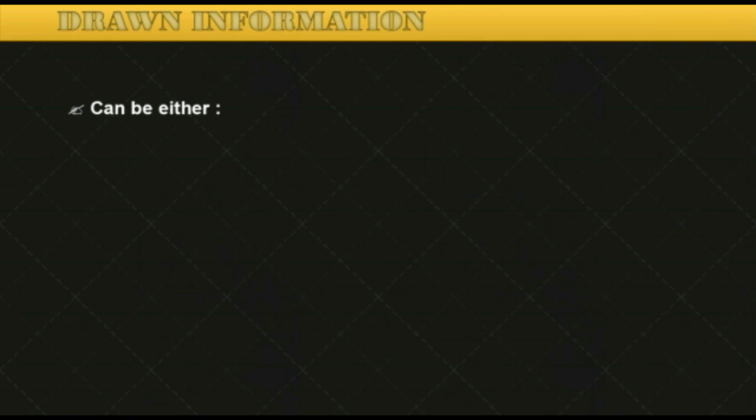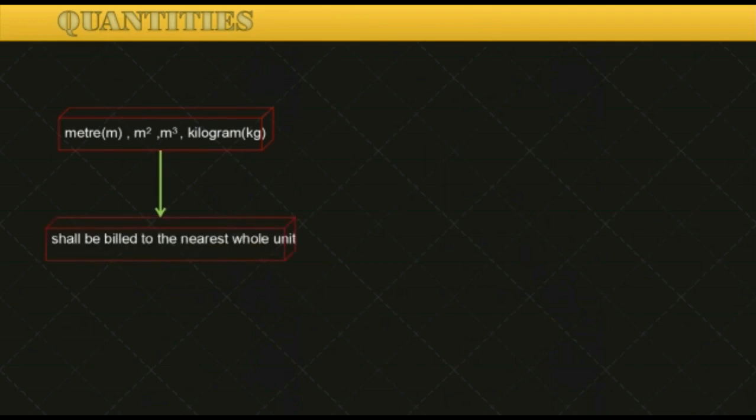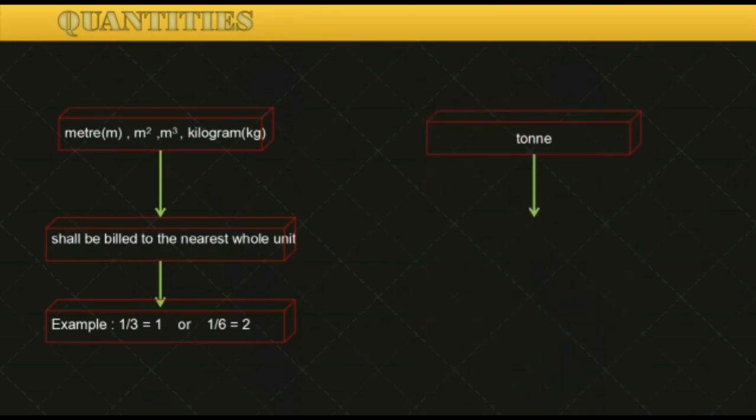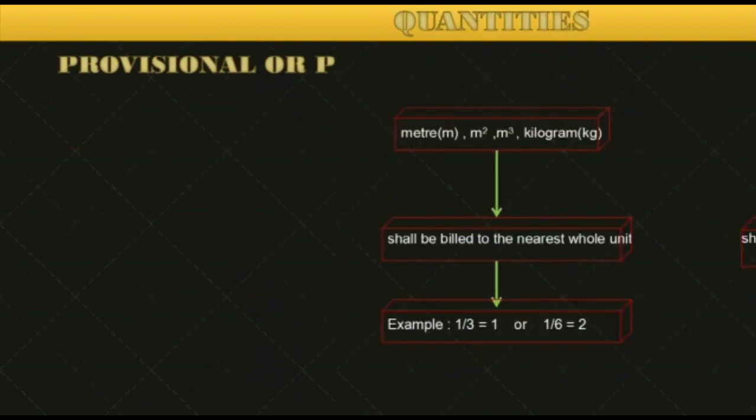For drawn information, it can be either drawing or extracts from drawing, such as the red circle in here. Okay, for quantities, for meter square, meter cube, and kilogram, it shall be billed to the nearest whole unit. For example, 1/3 is equal to 1 or 1/6 is equal to 2. For ton, it shall be billed to the nearest 2 places of decimals. For example, 7.2578 will be equal to 7.26.